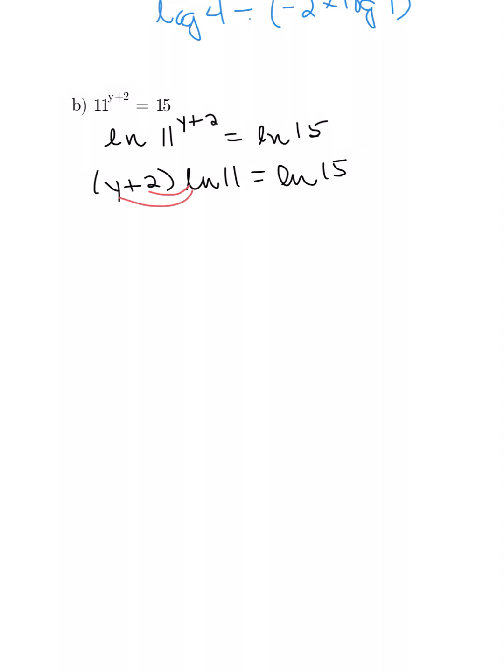Distribute your natural log of 11 times that quantity, so we will have y times the natural log of 11 plus 2 times the natural log of 11 equals the natural log of 15. The only term that has a variable is the y natural log of 11, so we need to get it by itself, and we're going to do that by subtracting 2 natural log of 11 on both sides.